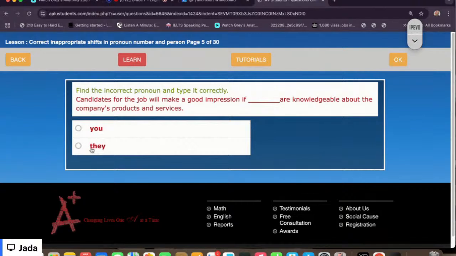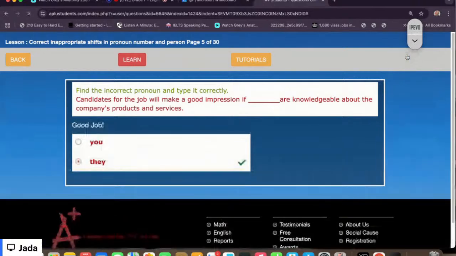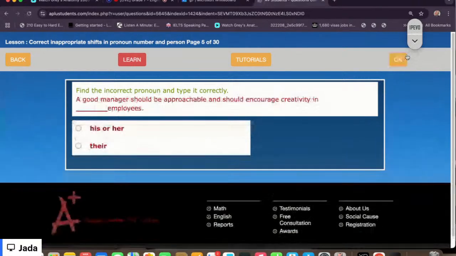So if they are knowledgeable about the company's products and services. Okay, so we have the next one. A good manager should be approachable and should encourage creativity in dash employees. So their or his or her. What do you think?